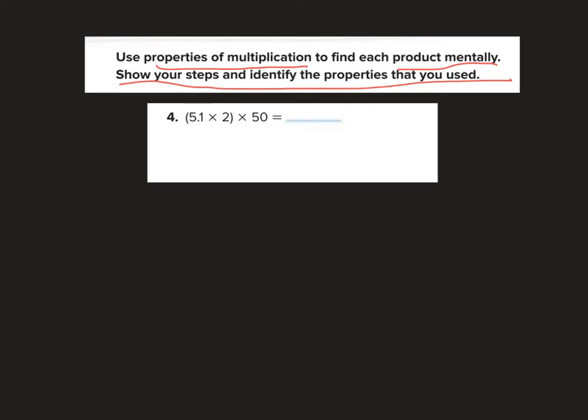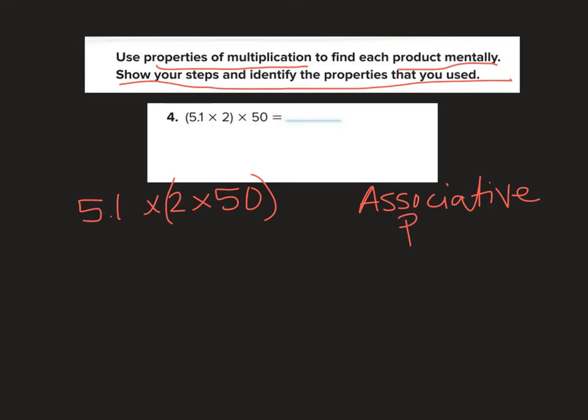The first thing I'm going to do is take 5 1/10 times 2 times 50. I'm going to change my parentheses to say I want to do 2 times 50 first, because I notice that makes 100. That's the associative property of multiplication. I'm cheating a little bit, I'm doing a symbol. Then I'm going to multiply. 2 times 50 is 100 times 5 1/10. So that's just multiply.